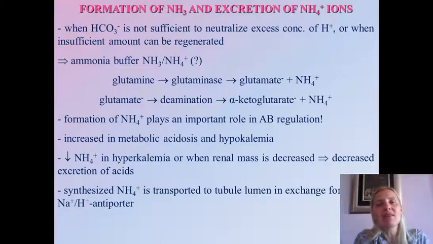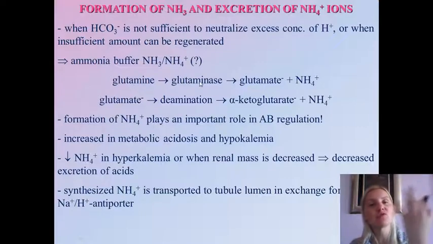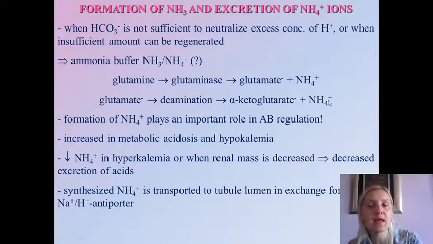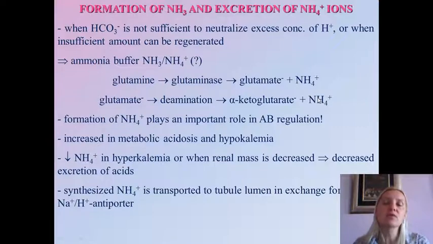But here, at the level of kidneys, at the level of distal tubules and Henle loop, we have to have certain formation of ammonia and ammonium ions in order to neutralize and prevent the formation of strong acids. So glutamine, we saw it, by the action of glutaminase tends to form glutamate and ammonium ion. Glutamate can undergo deamination process, forming alpha ketoglutarate and ammonium ion as well. So the formation of ammonium ion actually plays an important role in acid-base regulation.